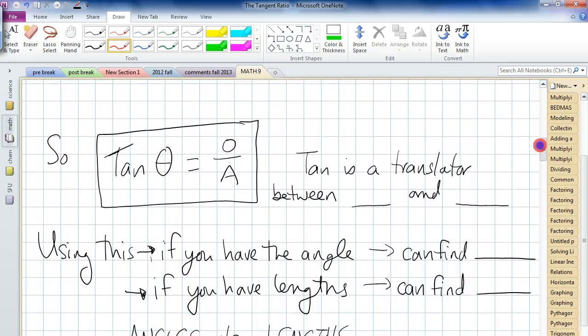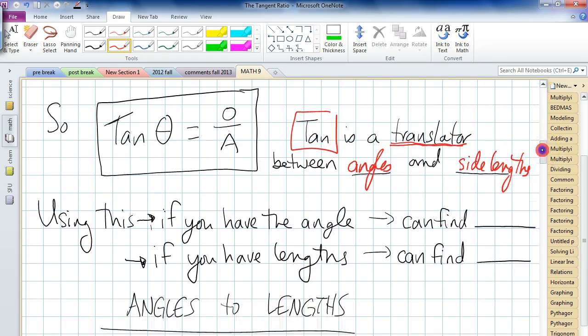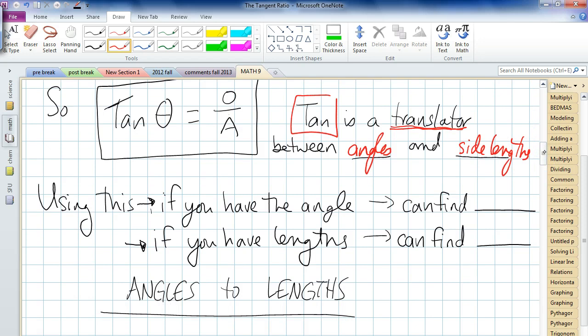So what we're saying is that this formula, the tangent of an unknown angle, tan theta, equals the opposite over the adjacent ratio. Well, we can think of, what is tan? Tangent is like a translator. It's like a wizard between the two worlds of angles and side lengths. And it allows us to figure out some things.